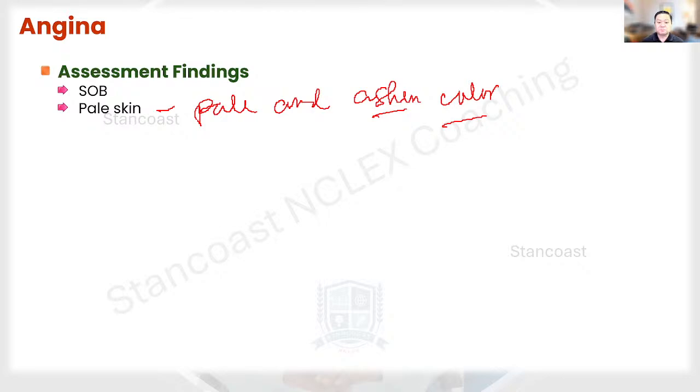Now, there's that narrowing of the blood vessels, which can really cause that ashen color or the pale color of the skin. And the reason for that is because of the blood flow being redirected to the vital organs.